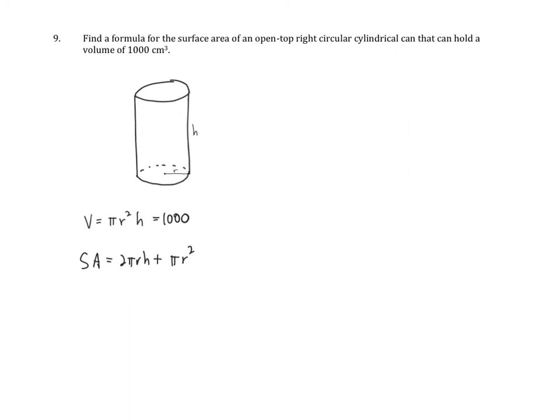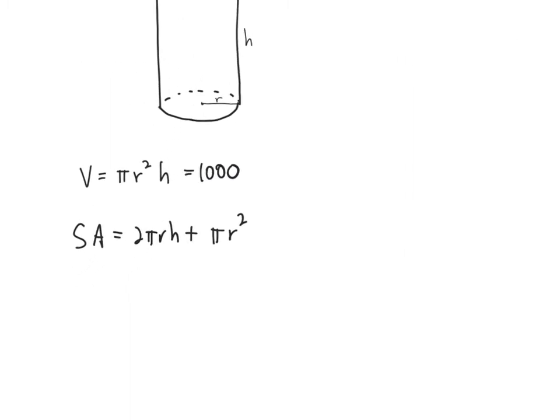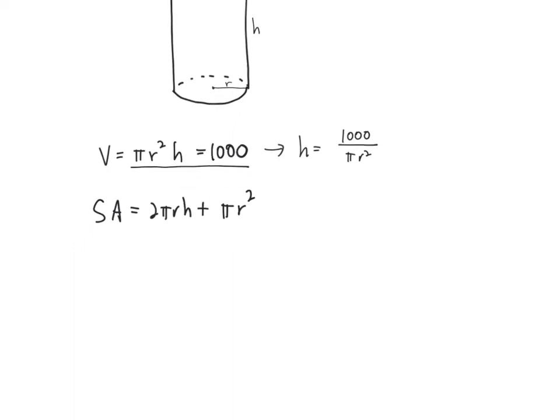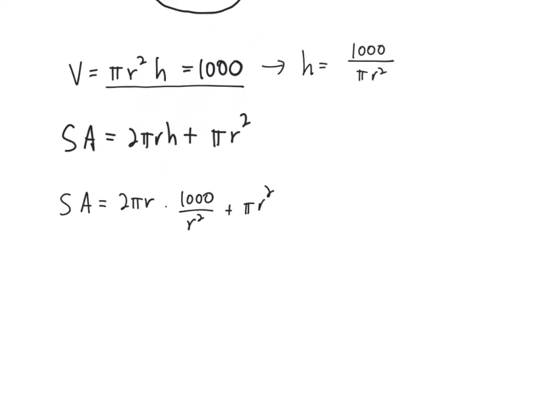Alright, so now I'm going to solve this one for h, this equation here. So that's just 1000 divided by pi r squared, and then substitute it in for h here. Alright, then we'll clean it up a little bit.